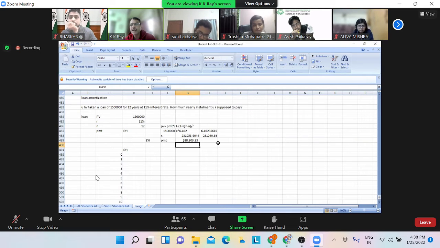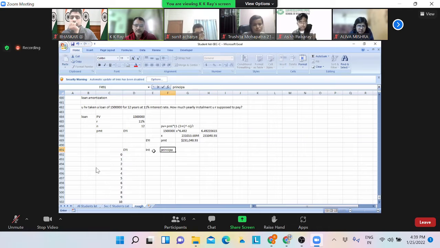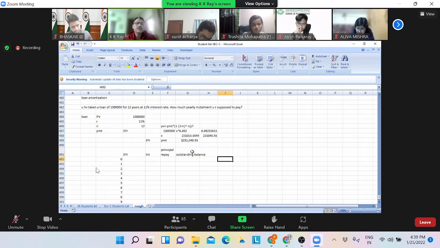Is it okay? I hope everyone followed this part. You simply divide and multiply by 12. But we are going by the yearly amount. So here we will see the interest part, how much the principal repayment is, and then how much your outstanding balance is.